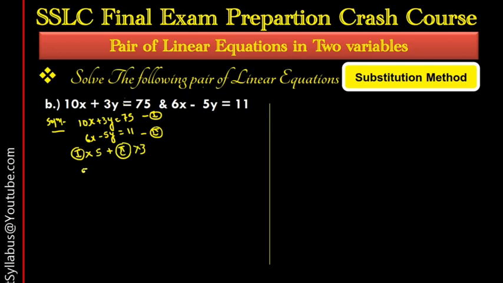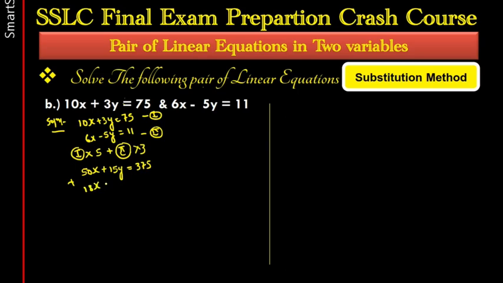5 into 10, it's 50x, plus 5 into 3, 15y. Then 5 into 75, it's 375. Now plus, the second equation by 3 we have to multiply. 3 into 6, it's 18x, minus 3 into 5, it's 15y. That's equal to 3 into 11, it's 33.